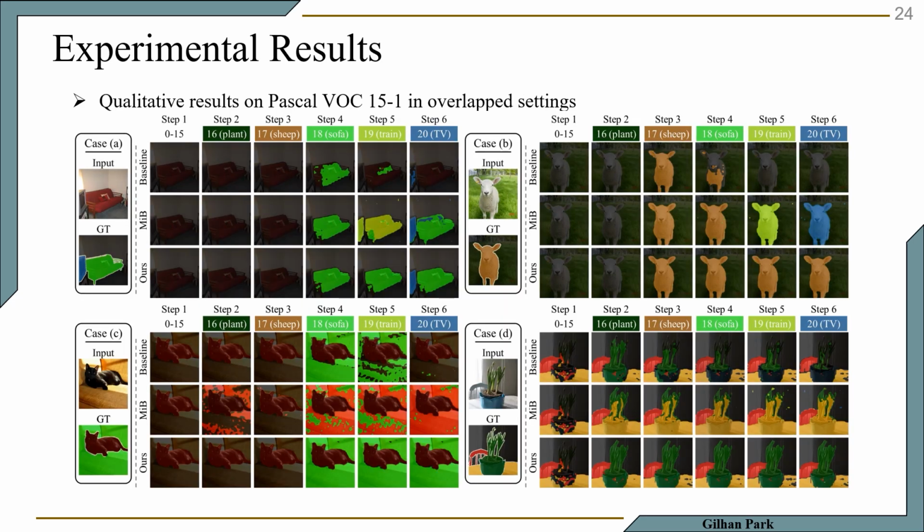In this qualitative analysis, we compare our method with a previous model and a baseline that used traditional pseudo labeling and distillation techniques on the Pascal VOC 50-1 overlap setting. The results showed that our method significantly outperformed both approaches in retaining knowledge of older classes while learning new ones. Notably, our model consistently produced fewer misclassified pixels compared to the baselines, demonstrating superior performance in challenging scenarios.